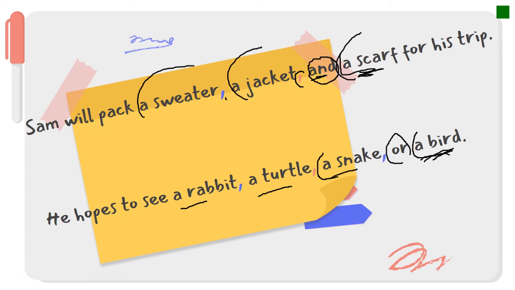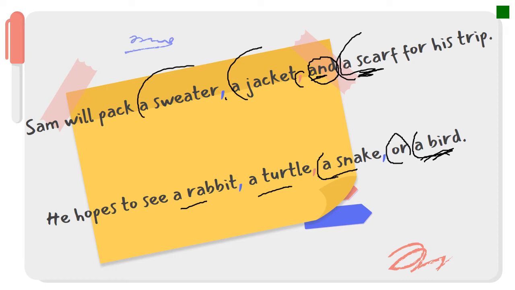The words in the series in this sentence are a rabbit, a turtle, a snake, and a bird. Okay, and as we see here, the word or came before the last word in a series. Understood? I will repeat the sentence. He hopes to see a rabbit, a turtle, a snake, or a bird.